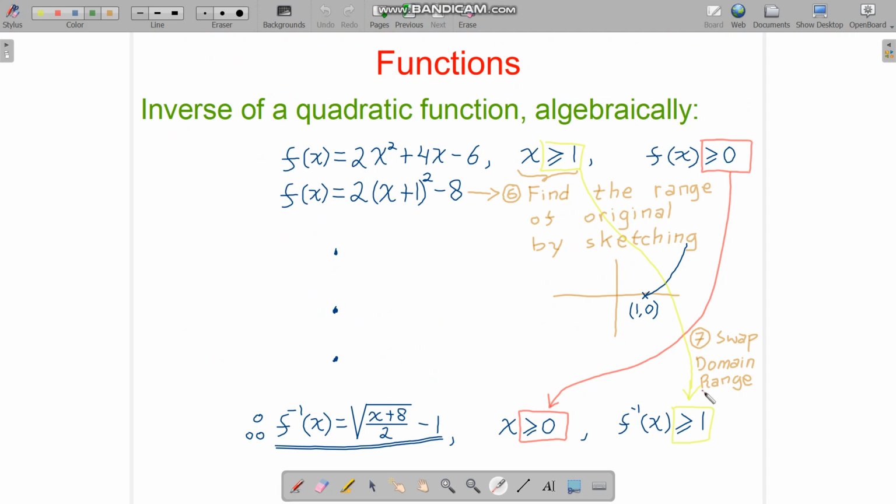And now to find the domain and the range. Let's say this is the domain, we can calculate the range. So the range is bigger than 1 because we only use this part to the right. X is bigger than 1, and the domain of the inverse is therefore bigger than 0. The range of the inverse is therefore bigger than 1.